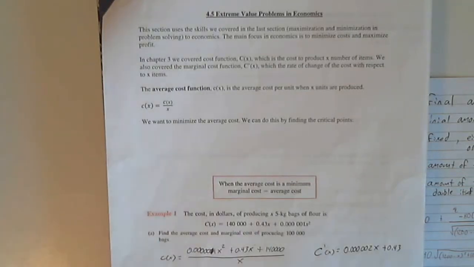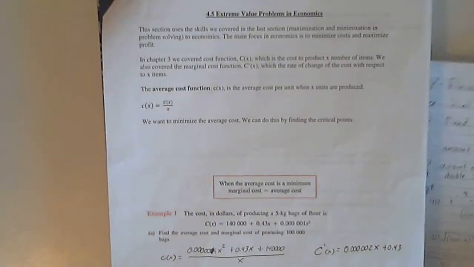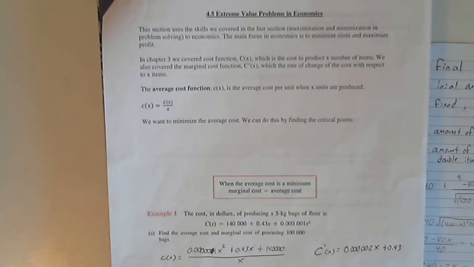We're going to have a few new definitions, and we're going to actually have two really nifty things that we have in red boxes. So first, the cost function is capital C of x, which is the cost to produce x number of items. We also covered the marginal cost, which is capital C prime of x, which is the rate of change of the cost with respect to x items sold.